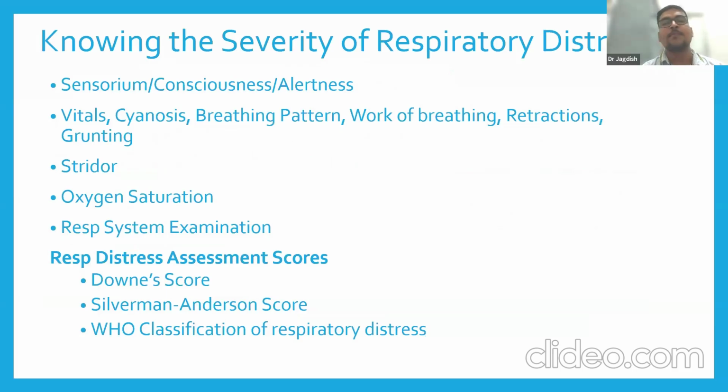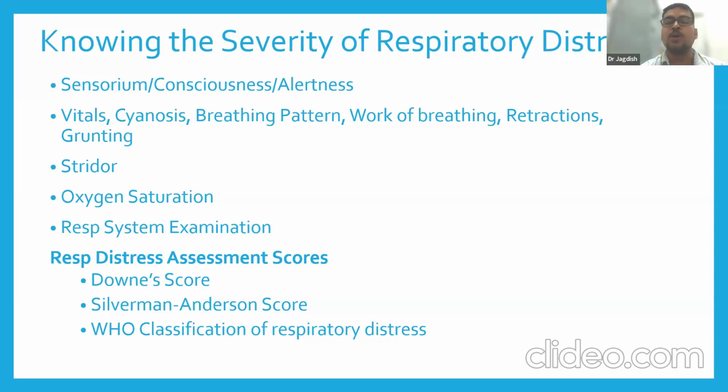So first thing is knowing the severity of respiratory distress. If there is an altered sensorium and the baby is drowsy, that is a danger sign, and we can say the baby is in respiratory failure. So we need to look at the vitals, cyanosis, breathing pattern, work of breathing, retractions or grunting, any stridor, the oxygen saturation, and do a systemic examination, that is, the respiratory system examination. Always we need to quantify the amount of respiratory distress.